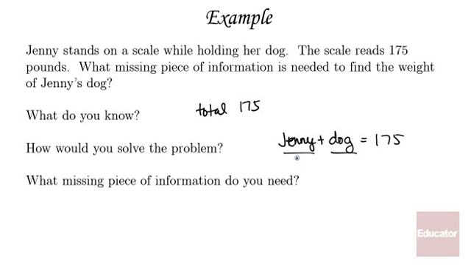If we know how much Jenny weighs, we could substitute that in for Jenny and find the missing information about the dog. If we knew how much the dog weighed, we could substitute in that information and find the missing piece of information, which is how much Jenny weighs. So here, some questions may even ask you which piece of information is missing. And you want to read through the problem carefully and think about what the question is asking and how you would go about solving the problem.